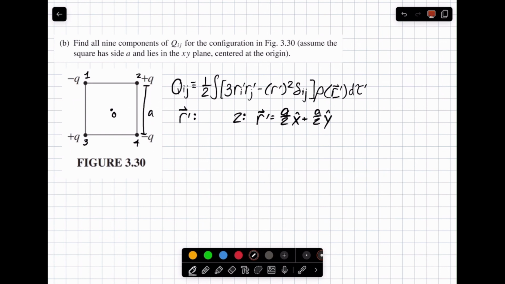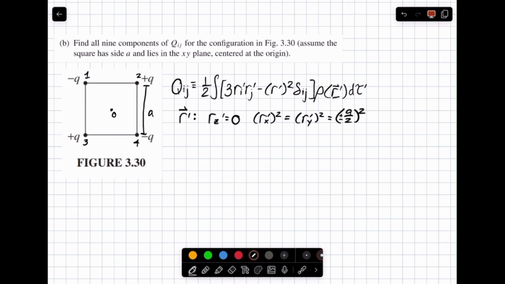All other r primes are going to take this similar form, other than having a plus or minus here, corresponding to whether you're going into the negative x or the negative y, or the positive x or the positive y. Because I know that, I also know that the z component for all r primes is going to be 0. So let's write that. Rz prime is always going to be equal to 0. And Rx prime squared is going to be equal to Ry prime squared, and that is going to be equal to a/2 squared.